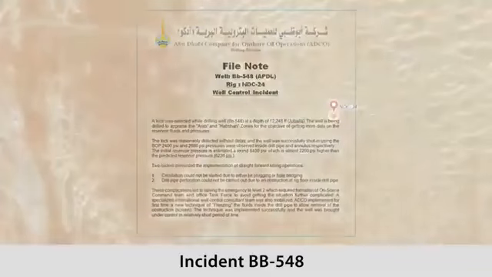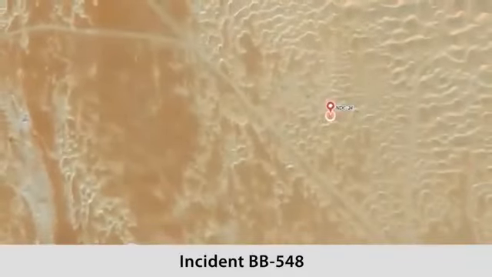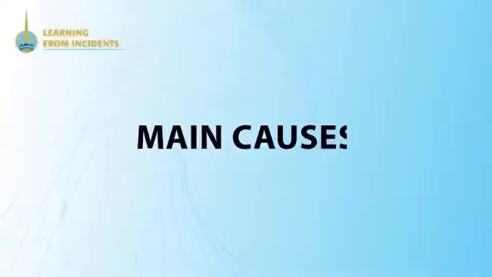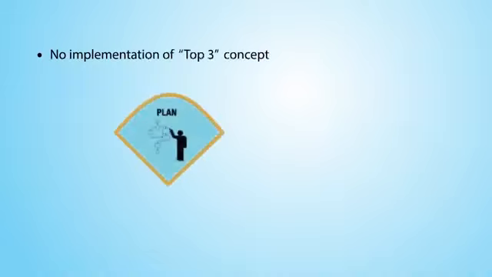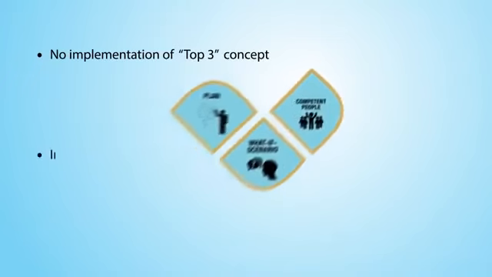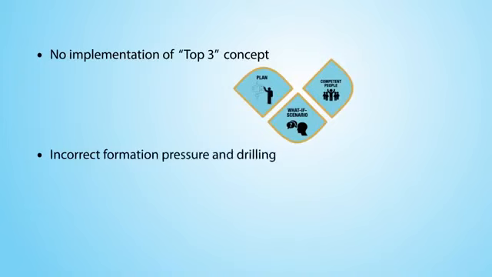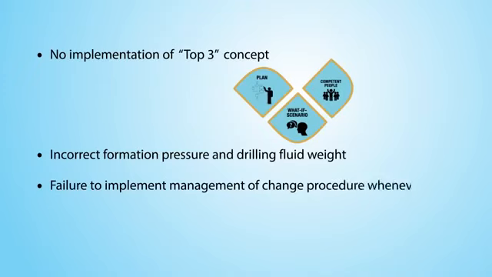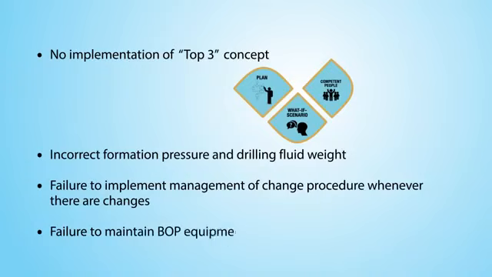After sharing with you the primary and secondary well control barriers, we will now share with you some of the main causes behind ADCO's major well control incidents. No implementation of the top 3 concept: plan, what if, competent people; incorrect formation pressure and drilling fluid weight; failure to implement the management of change procedure whenever there are changes; failure to maintain BOP equipment.